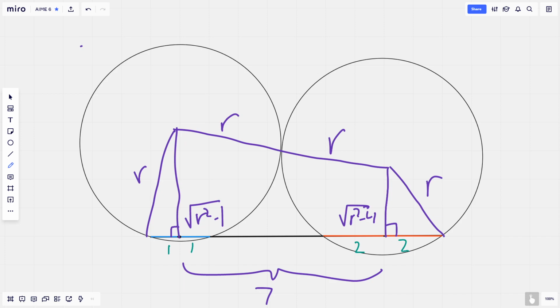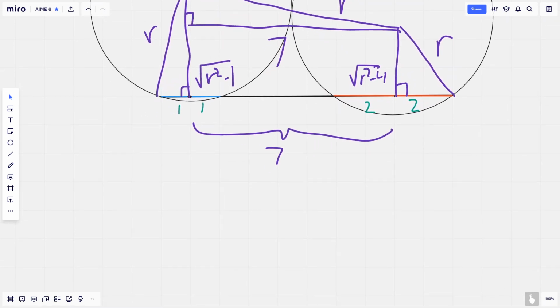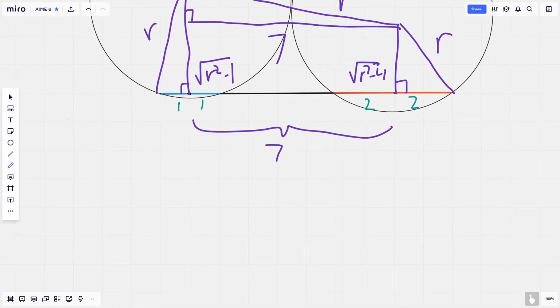by the Pythagorean theorem. Now that we have some side lengths here, we can set up a third triangle by connecting the elevation of the two spheres, because the second sphere is lower than the first sphere. So if we connect this, we have a leg of 7, a hypotenuse of 2r, and another leg, which is the difference between the square root of r squared minus 1 and the square root of r squared minus 4. So with that, we can set up a right triangle and we can solve for r.